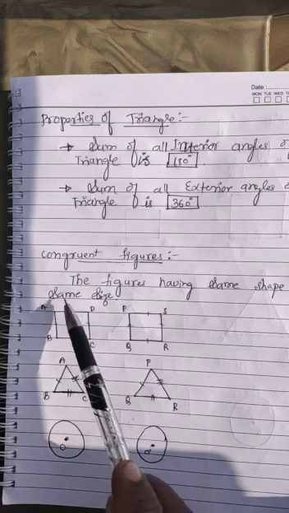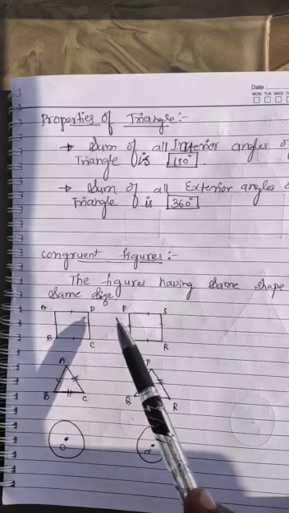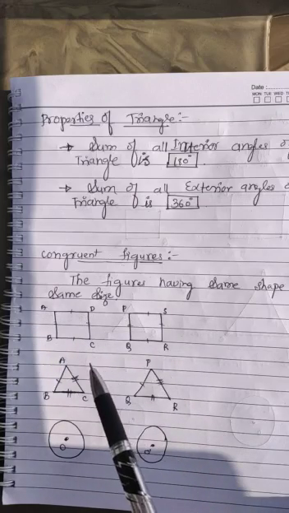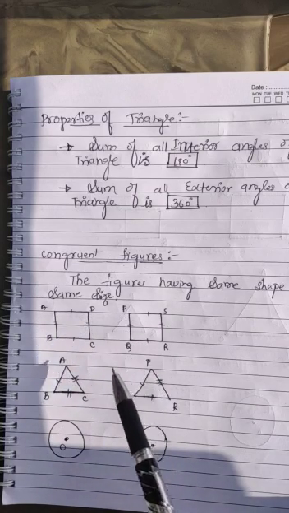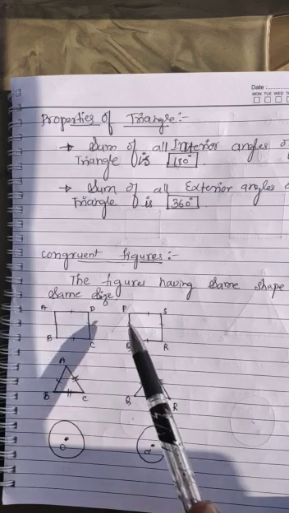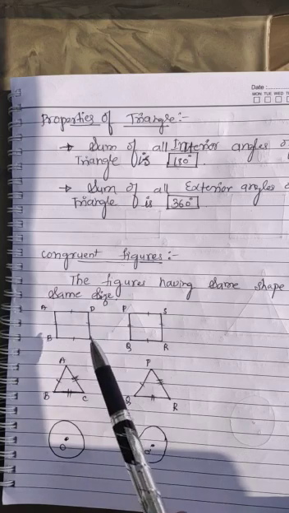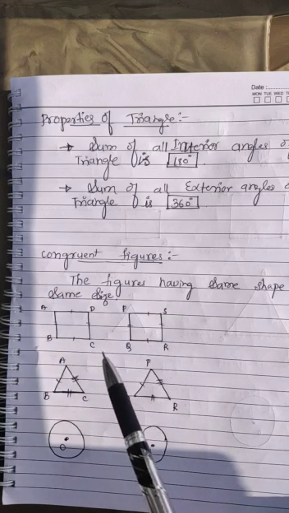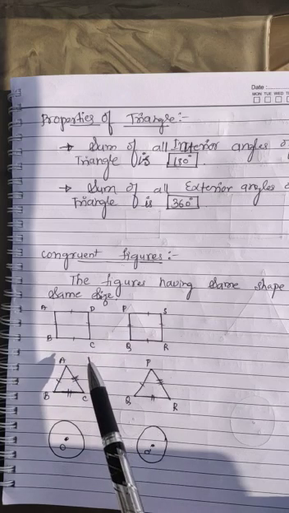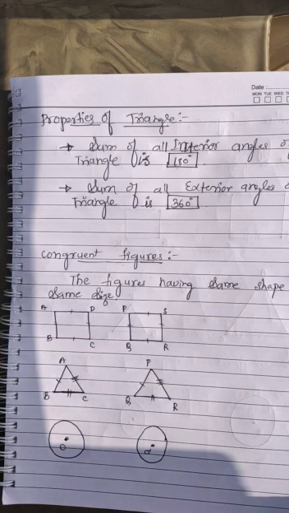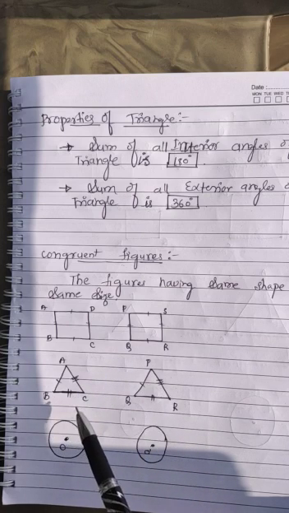The figures having the same shape and the same size, that is ABCD and PQRS. Here we have two different squares. The first square is ABCD and the second square is PQRS, where AB is equal to PQ, BC is equal to QR, CD is equal to SR, and AD is equal to PS. All the sides are equal, right? Hence these two squares are congruent figures. Then second example, we have the first triangle ABC and the second triangle PQR.